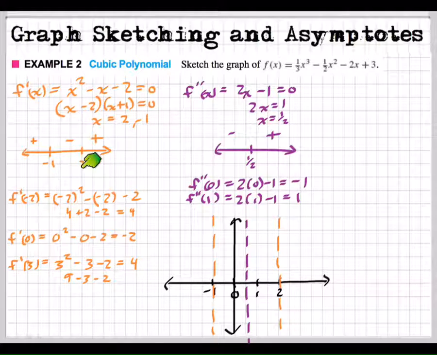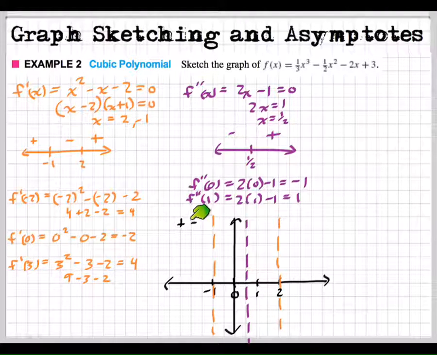Before the negative 1, we have an increasing line, and this is all the numbers before 1/2, so that includes negative 1. So I have a plus and then a minus. Actually, let's use black. Plus minus.